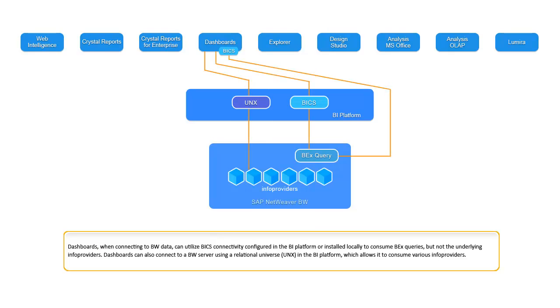Dashboards, when connecting to BW data, can utilize BIX connectivity configured in the BI platform or installed locally to consume BEX queries, but not the underlying info providers. Dashboards can also connect to a BW server using a relational connection UNX in the BI platform, which allows it to consume various info providers.